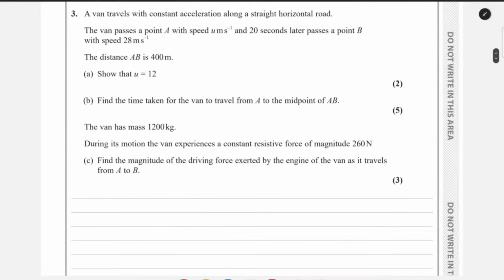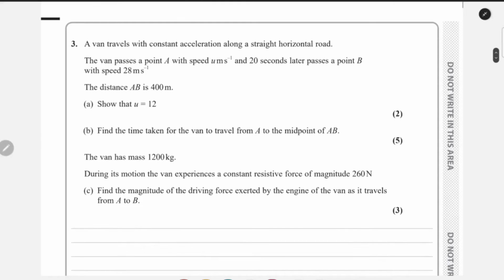In question 3, we are given that a van is traveling with constant acceleration. It passes point A with speed u, and 20 seconds later it passes point B with a speed of 28 meters per second. We are given the distance AB. We have to show u.